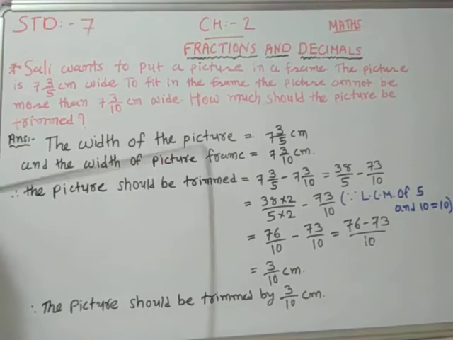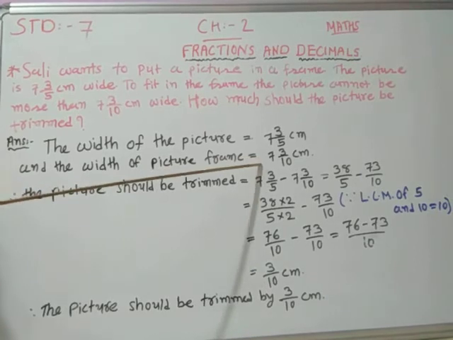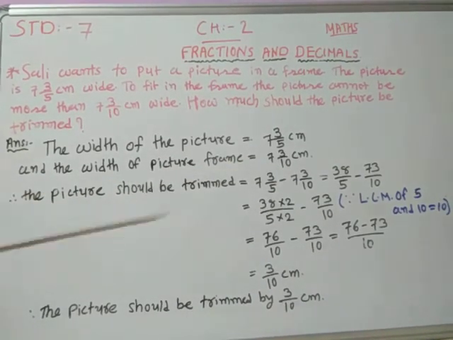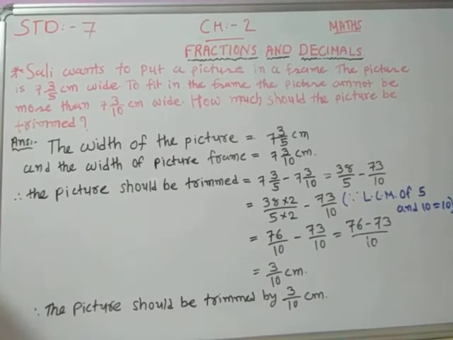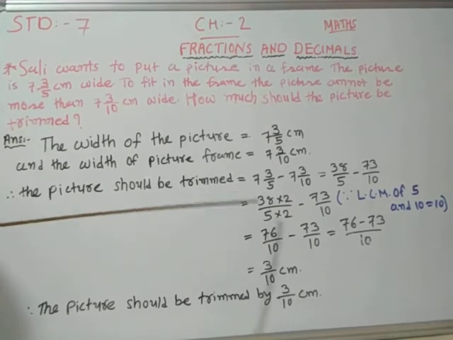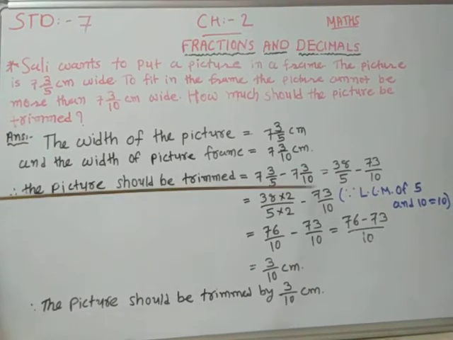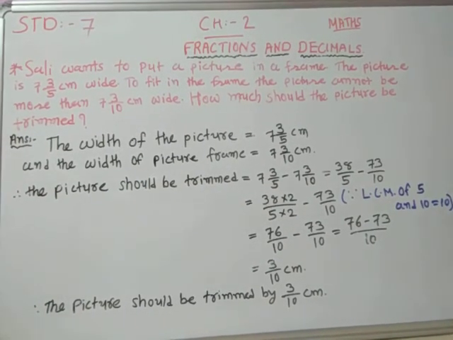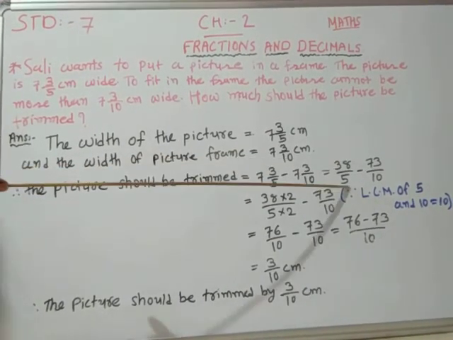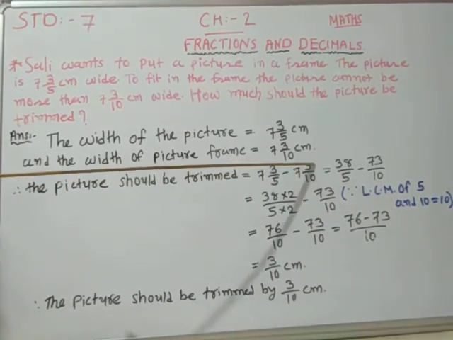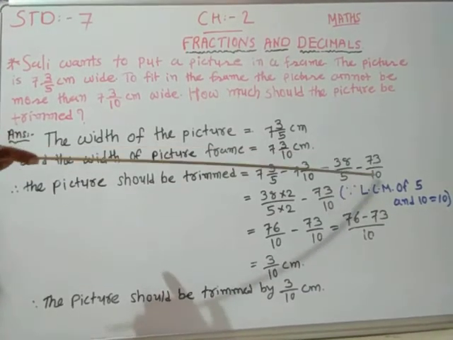First take the width of the picture is equal to 7 3 by 5 cm and the width of picture frame is equal to 7 3 by 10 cm. Now to find out how much should the picture be trimmed, for that we have to do the subtraction. Therefore the picture should be trimmed is equal to 7 3 by 5 minus 7 3 by 10. Here both are mixed fractions. So first convert them into improper fractions. 5 7s are 35 plus 3, it's 38 upon 5. Here 10 7s are 70 plus 3. So 73 upon 10. So 38 upon 5 minus 73 upon 10.